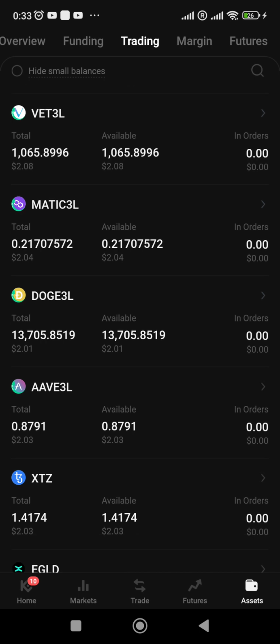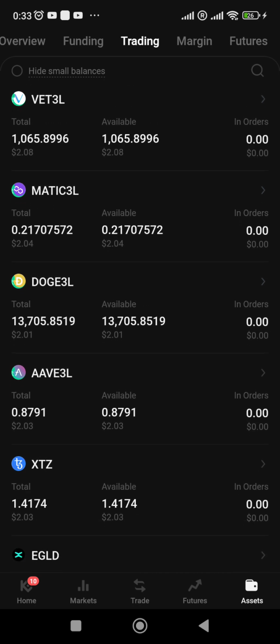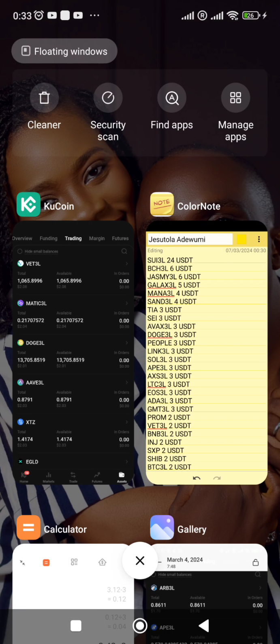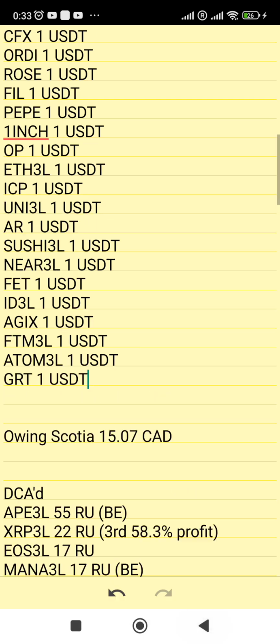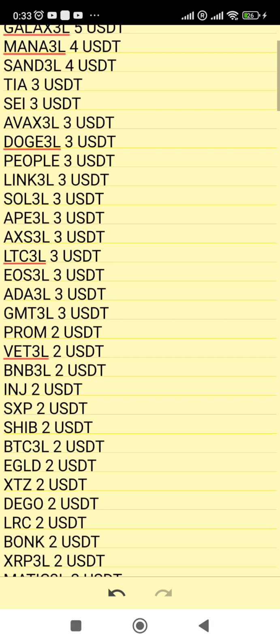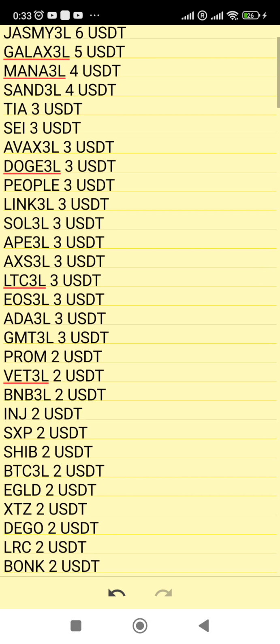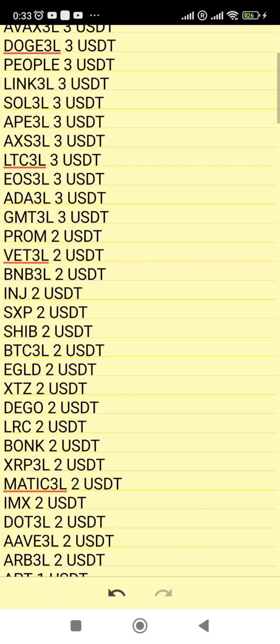No rush. Vet, Matic, Doge, Av. If they are 2, then they are good, but they are not yet 10% profit. All right, Vet, Matic, Doge, Av. Let's check. Vet, Matic, Doge, Av. There might be 2, there might be 3, there might be 1. I need to be sure. Vet, Matic, Doge, Av. See, Doge is 3.